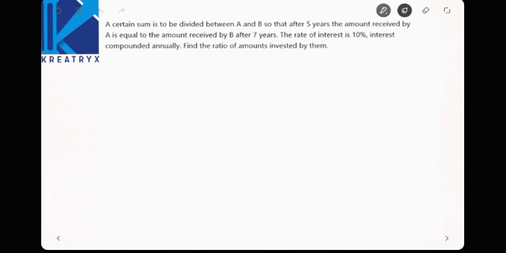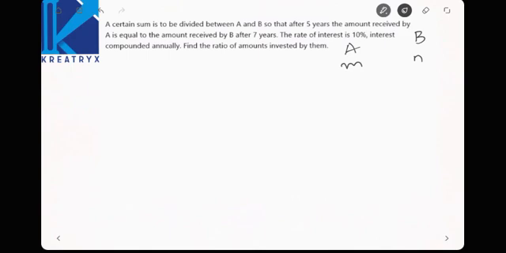Next, a certain sum is divided between A and B, so that after 5 years the amount received by A is equal to the amount received by B after 7 years. The rate of interest is 10% compounded annually. Find the ratio of amounts invested by them. So let us consider the divided parts as m and n. A sum is divided in 2 parts, m and n. Now m is taken by A and n is taken by B. Now see here, they got equal amount.